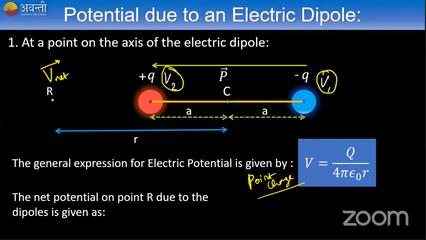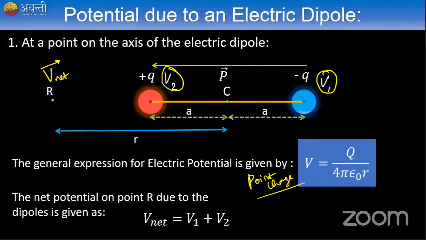I'm waiting for answers, guys. V net will be equal to V1 plus V2, right? Guys, reply, try to be active. So this is my net potential.